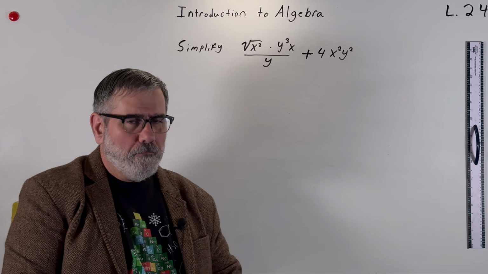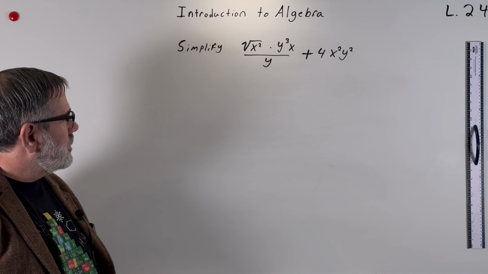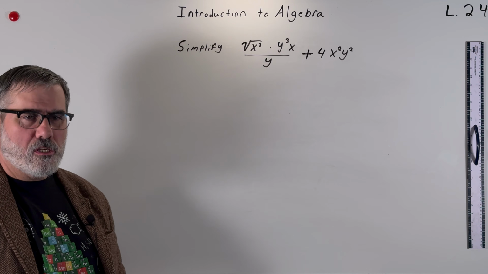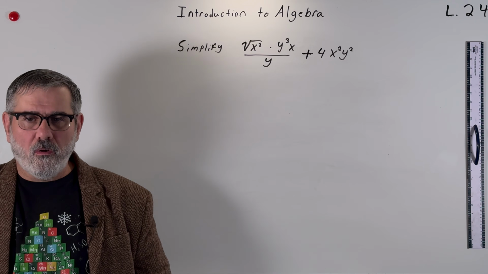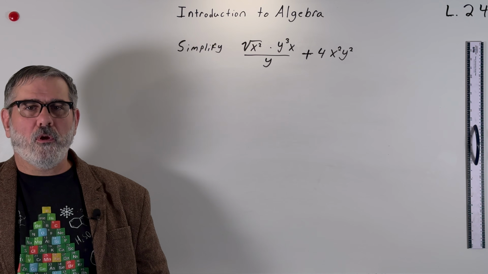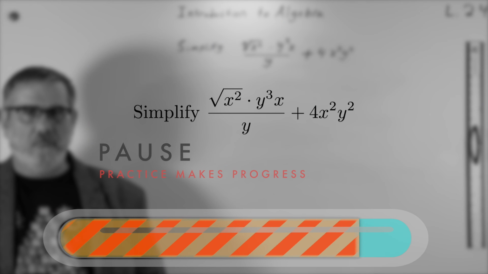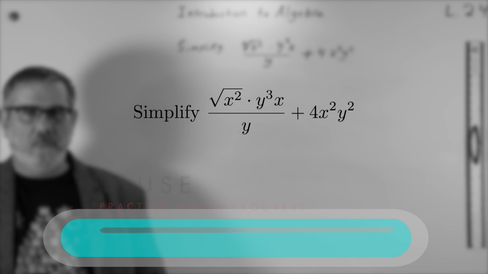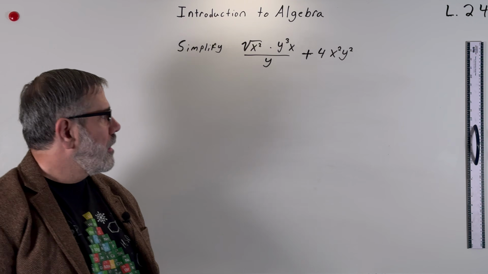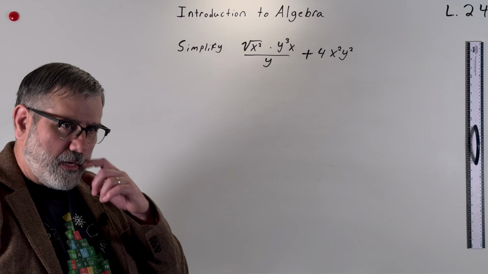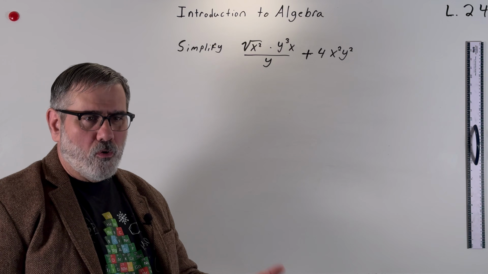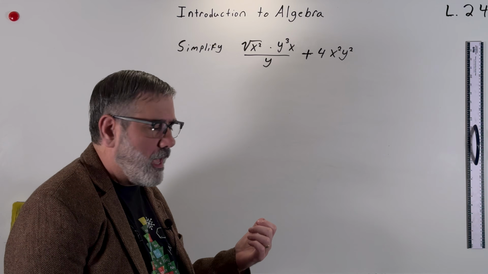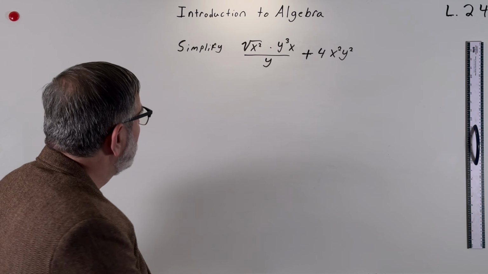Here I'd like you to try another. The quantity, the square root of x squared times y cubed times x divided by y, plus 4x squared y squared. So go ahead and pause the video, try that at home, come back when you have your answer. I've intentionally tried to make it as much stuff to do as possible. These are ridiculous looking expressions, and I don't know that you'd ever encounter any like this in real life, but let's just proceed anyways.